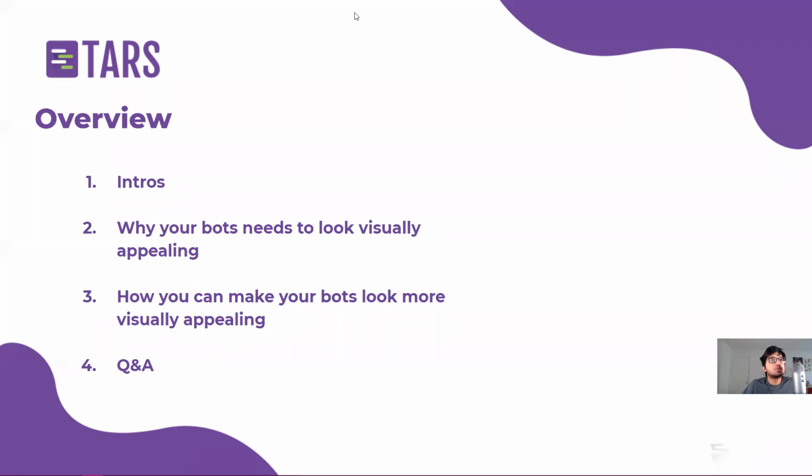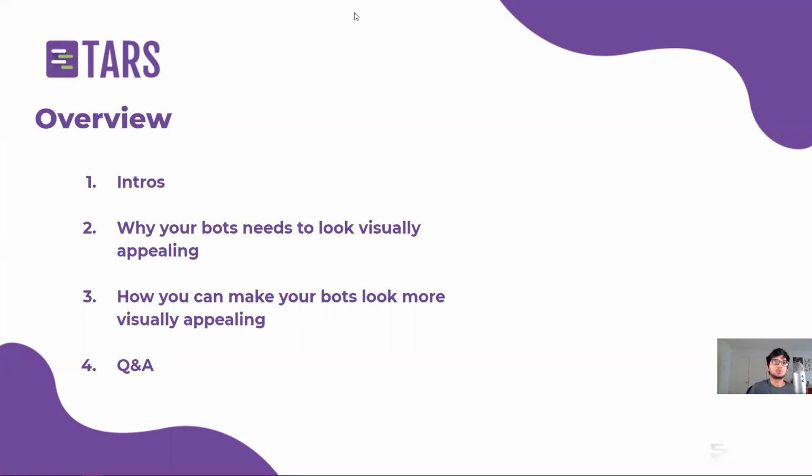After we finish those intros, we can jump into the actual meat of the topic. So we're going to first discuss why you need your bots to look visually appealing. So this is essentially, why are we hosting this webinar today? The question that I posed at the beginning. I already told you the two reasons, but we'll go into a little bit more depth on why those two reasons are important and why you want your bots to look visually appealing to the user.